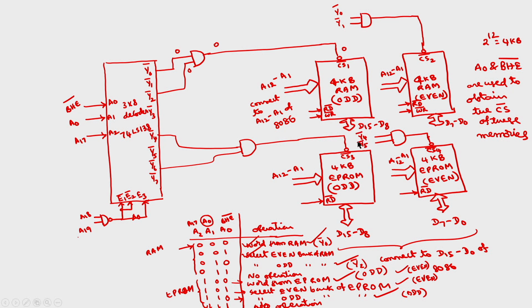So this is about the complete interfacing of 8 kilobytes of the RAM and 8 kilobytes of the EPROM to the 8086. So basically you have to draw the memory map, and from that you have to choose the corresponding bits. I will take one more example where you have different sizes of the RAM and ROM.